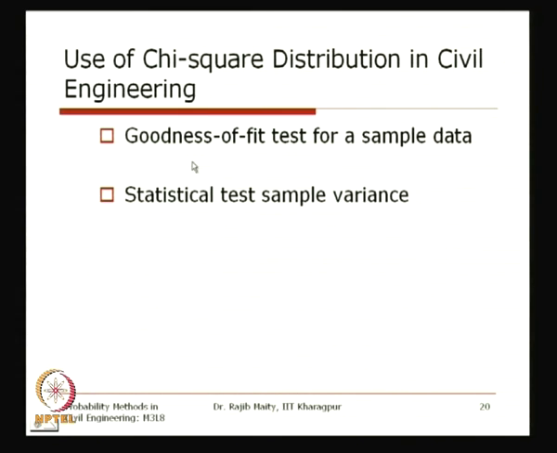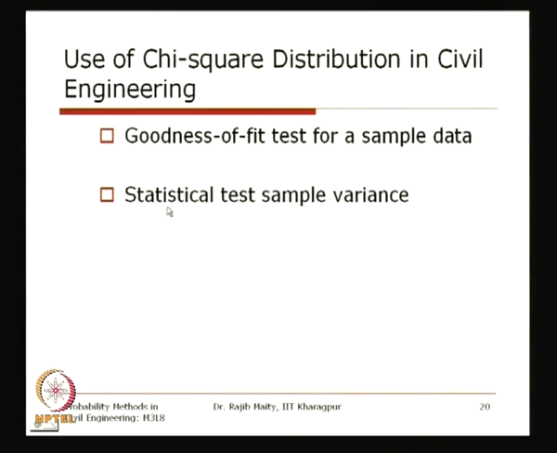So, these two we have just now discussed: the goodness of fit test for sample data, which need not be only civil engineering problem data. It can be any data, that is why I mentioned that this is the general concept of the goodness of fit test. And again, the statistical test for the sample variance, which we also discussed in the last slide.